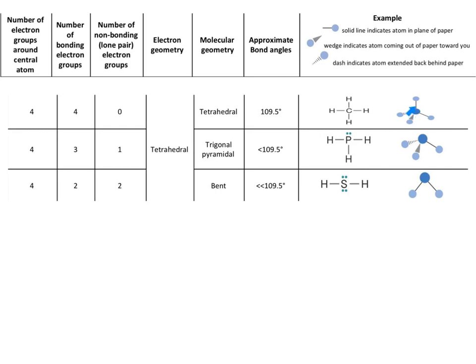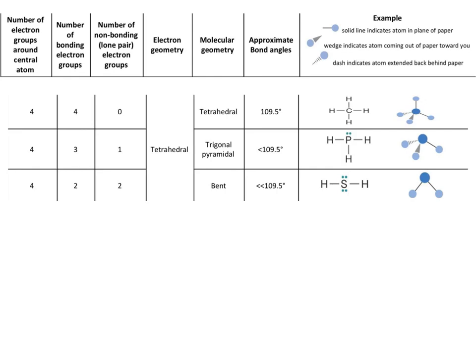And so remember that the solid lines represent atoms or domains that are in the same plane, whereas the dashed line and wedge lines represent atoms that are going out at you, as in the case of the wedge, or back behind the screen in the case of the dash.